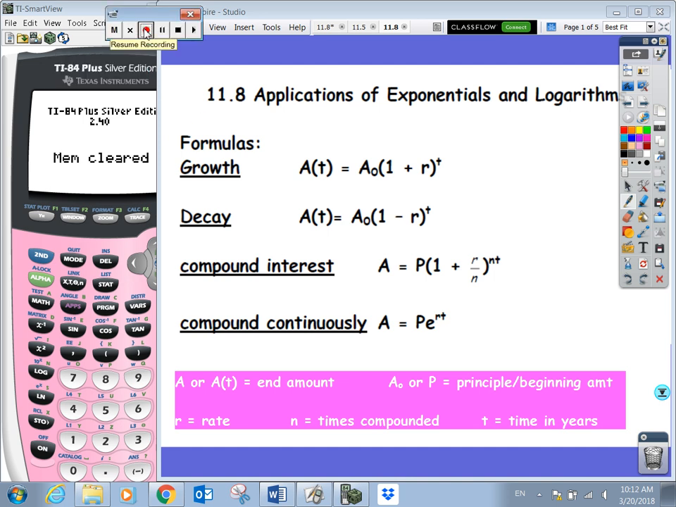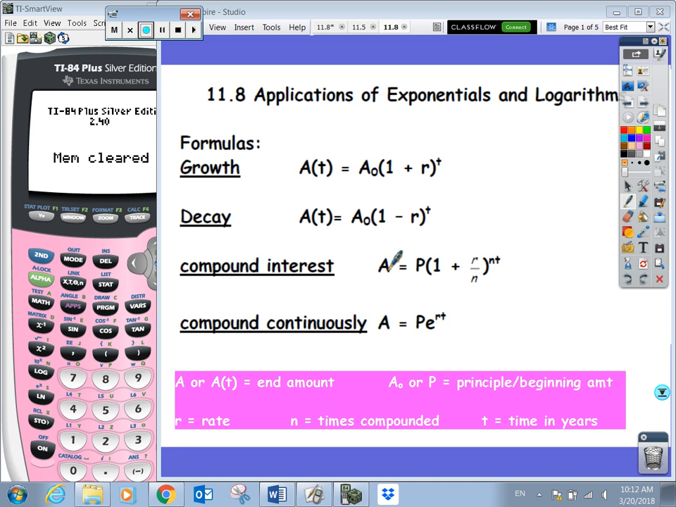The main things to know is this: A of t, or the A, that's just your ending amount. So it's always the ending amount equals, and then it's either the initial amount or the principal. Okay, so it's ending amount equals the initial amount, what you started with. And then the R, hopefully is pretty obvious, rate. T, again, pretty obvious, it's going to be time in years.